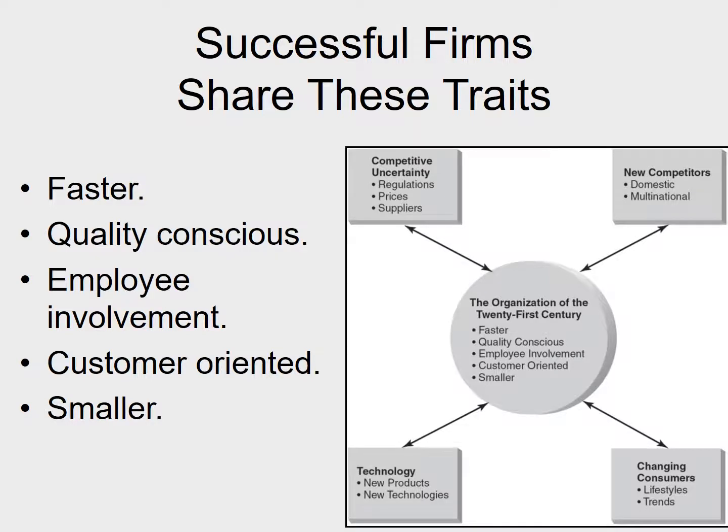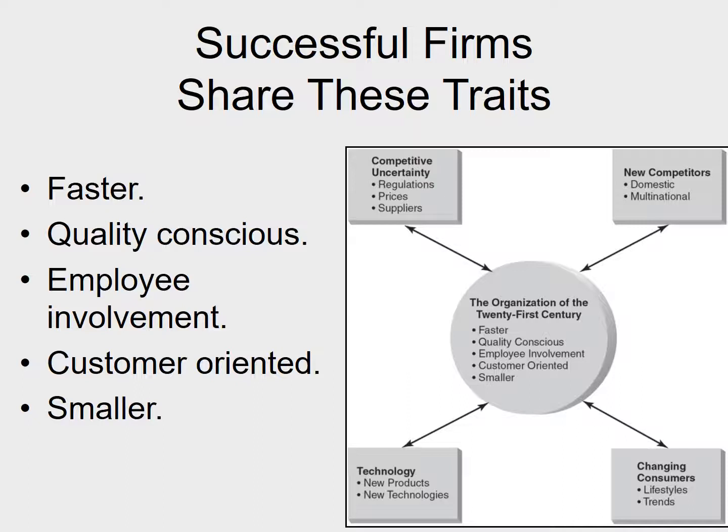And typically, they're somewhat smaller. They're not large and bureaucratic. Now, some organizations have to be large and bureaucratic in order to do the work that they do. But just recognize that as you add size, as you add hierarchy, as you add bureaucracy, you are also making an organization that is going to be less reactive to change. So the organizations of the 21st century tend to be faster, focused on quality, involving their employees, and customer oriented and smaller.